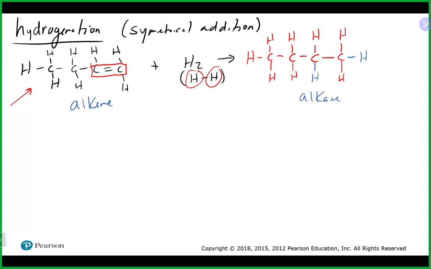And we had 1, 2, 3, 4. We have one butene here, to butane in this case. This is what is known as a hydrogenation reaction.